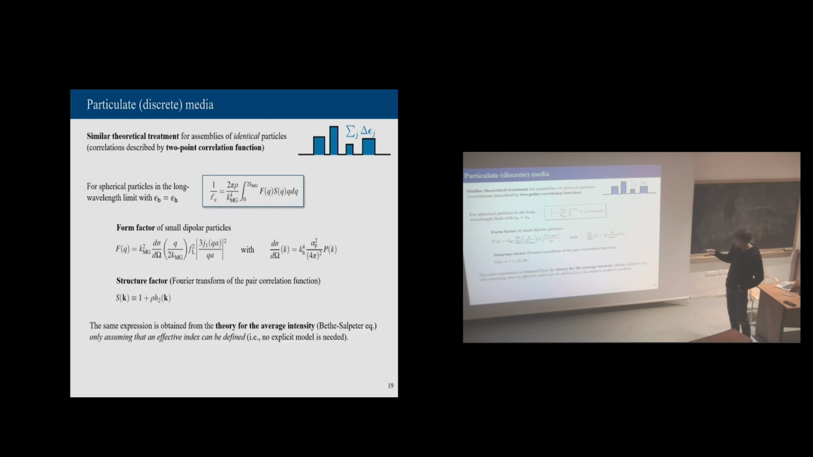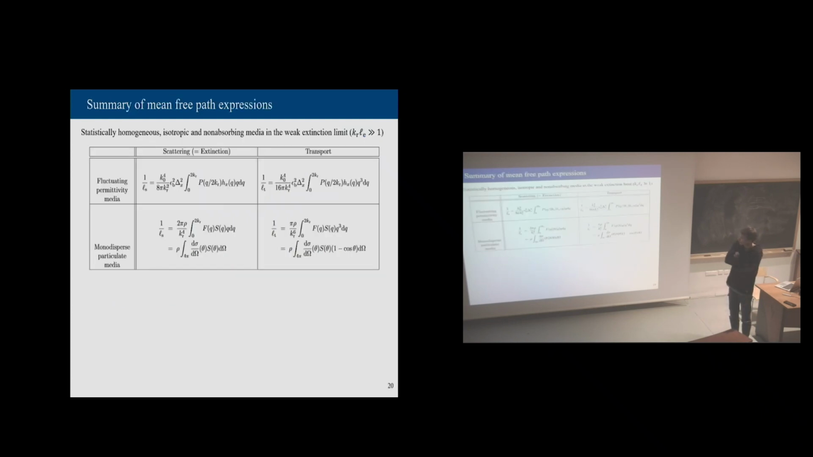And the same expression is obtained if you make the theory for the average intensity using Bethe-Salpeter equation, only assuming that an effective index can be defined. So actually, you don't need an explicit model for the effective medium for this expression to hold, which is probably the reason why it is so robust in a way to scattering.